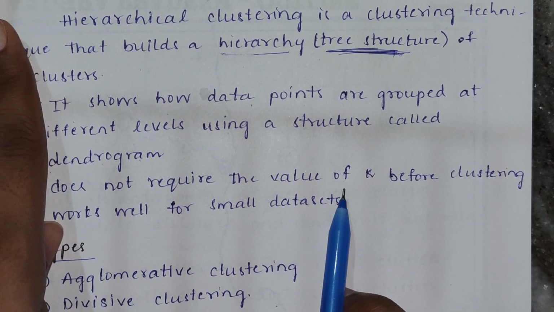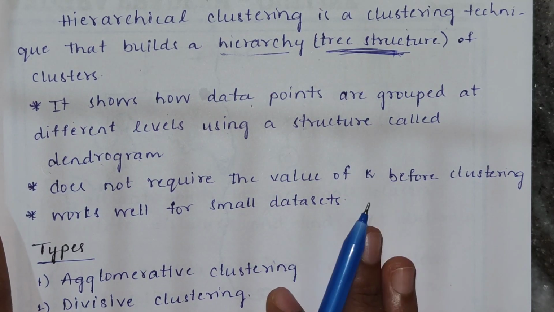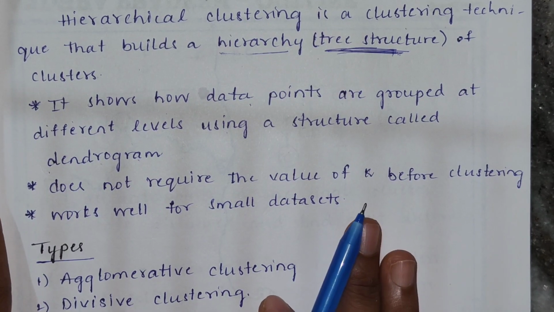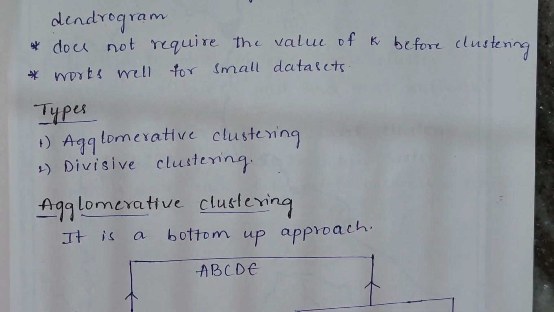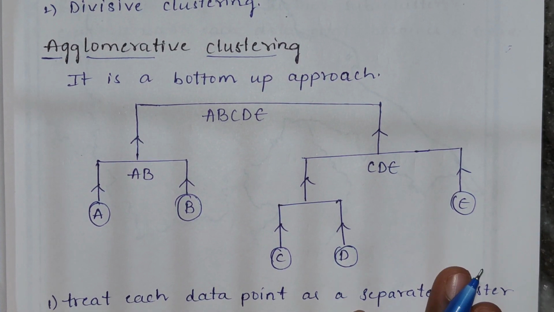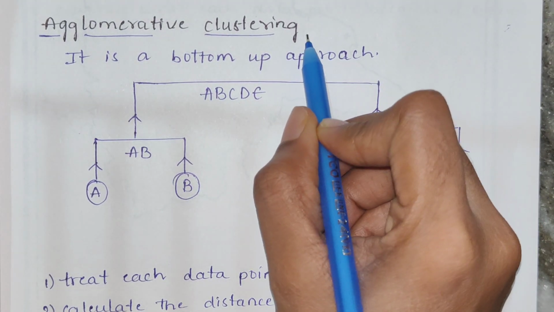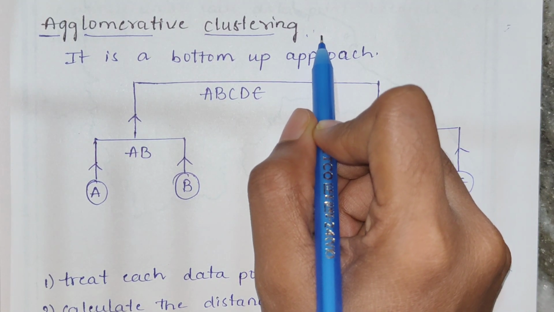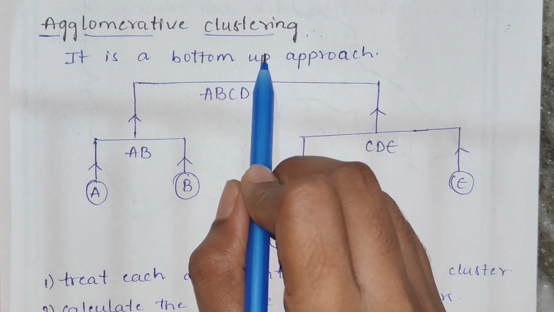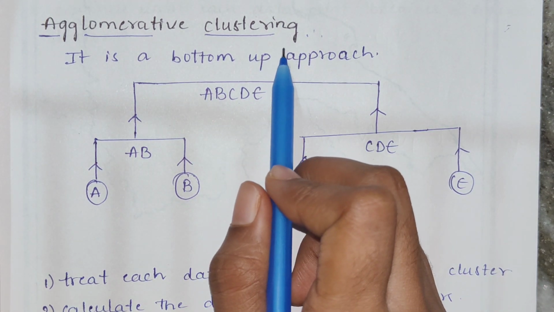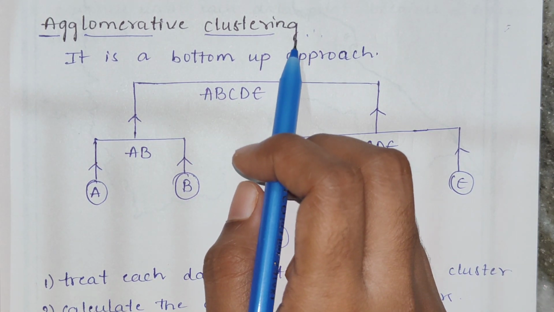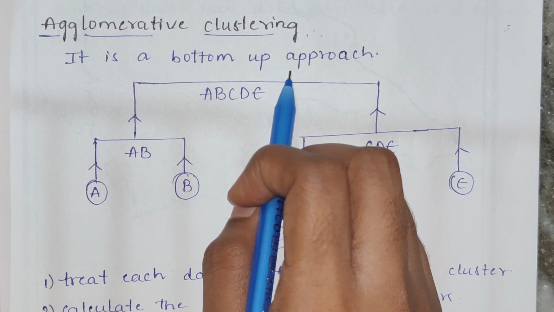Now in hierarchical clustering we have two types. Those are agglomerative clustering and divisive clustering. So let's discuss agglomerative clustering first. Agglomerative clustering is a type of hierarchical clustering. This is a bottom-up approach, which means here we start with individual data points and then gradually merge them.